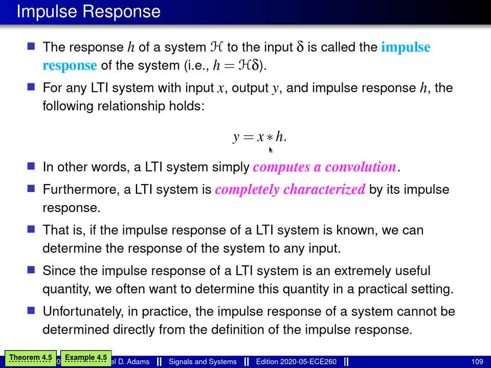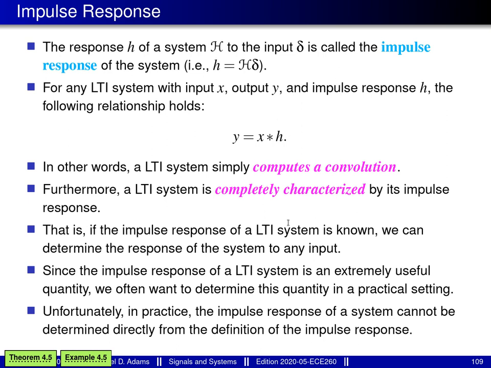The impulse response also is very important, as you can see here, because the impulse response completely characterizes or describes a linear time invariant system. In other words, if we know h, we know everything about how the system behaves, because if we know h, we can always determine what the output will be for any given input by computing this convolution.